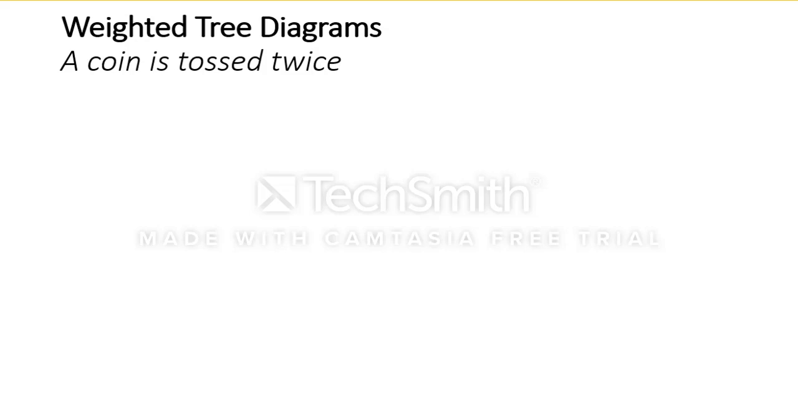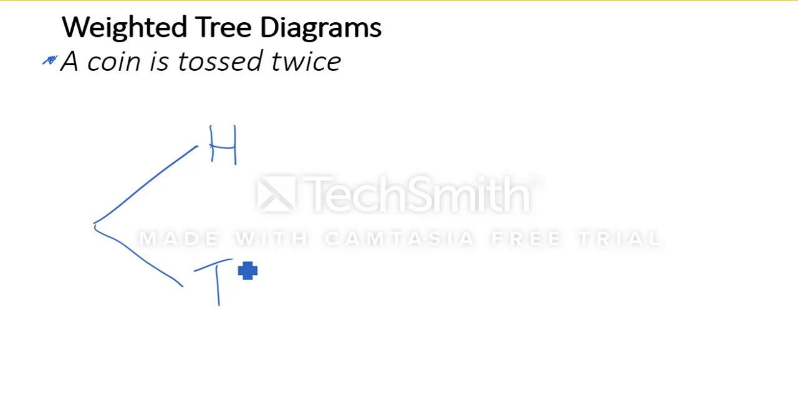In this video, we're going to talk about how to construct weighted tree diagrams. And the example we're going to use is when a coin is tossed twice. Let's think about that. When we toss a coin, it can result in two things. It can be a head or it can be a tail.